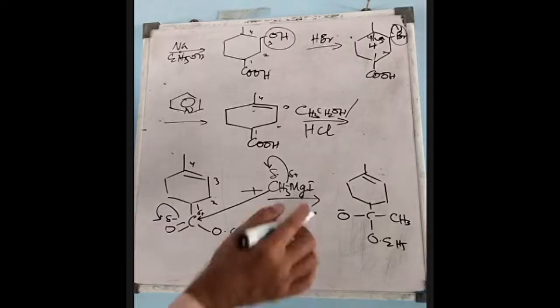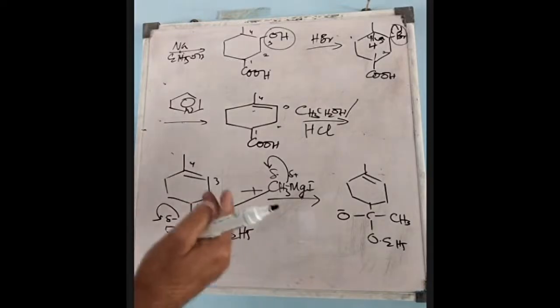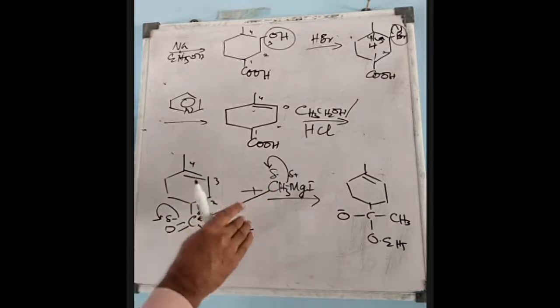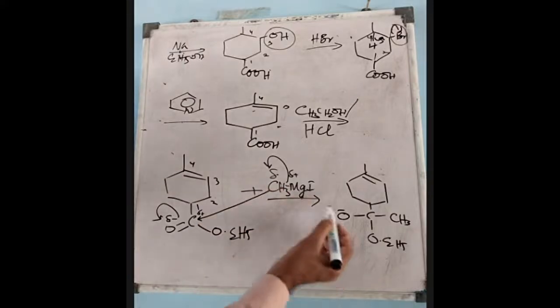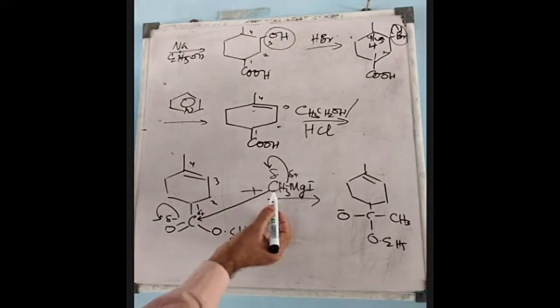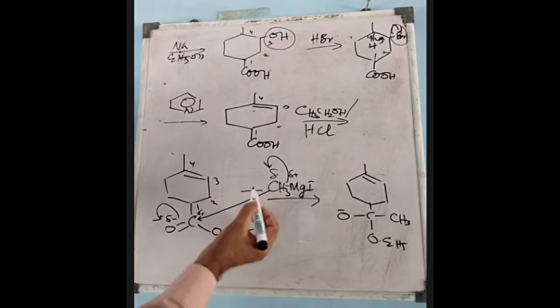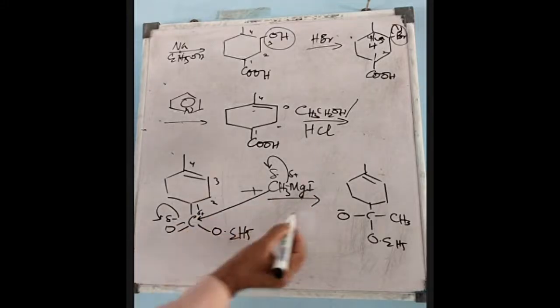Again, for detail, you can look into the reactions of Grignard reagent. There are nucleophilic substitution reactions and nucleophilic addition reactions. If the Grignard reagent reacts with the ester, then what happens? So now here 1 mole, or 1 molecule, of methyl magnesium iodide is reacting with this ester.